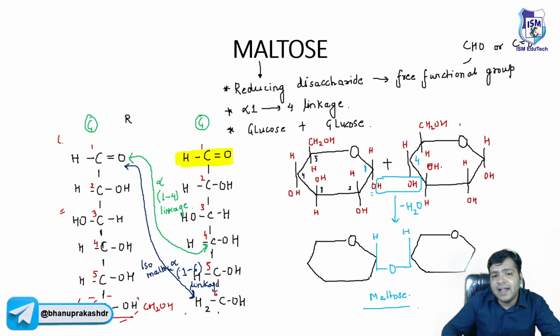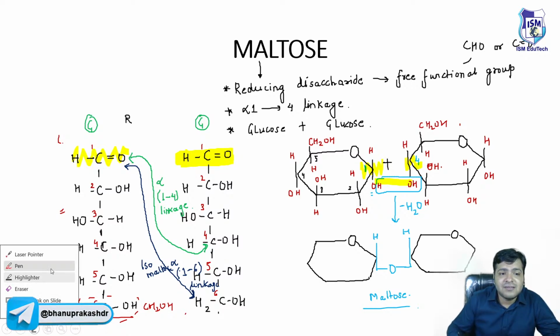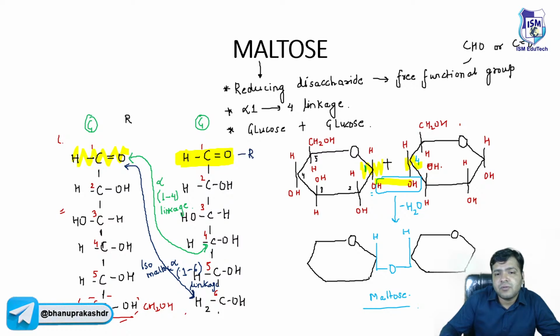सेकेंड ग्लूकोज का एल्डिहाइड ग्रुप देखो, ये फ्री है ना. इज इट फ्री? It is free. बेटा जो लोग फर्स्ट आंसर कर रहे हो, फर्स्ट वाला तो इट इज पार्टिसिपेटिंग इन द बॉन्डिंग, वो फ्री कैसे होगा, राइट? So the free functional group, it is the second glucose, the first carbon, the aldehyde group. That's why beta, it is a reducing disaccharide.